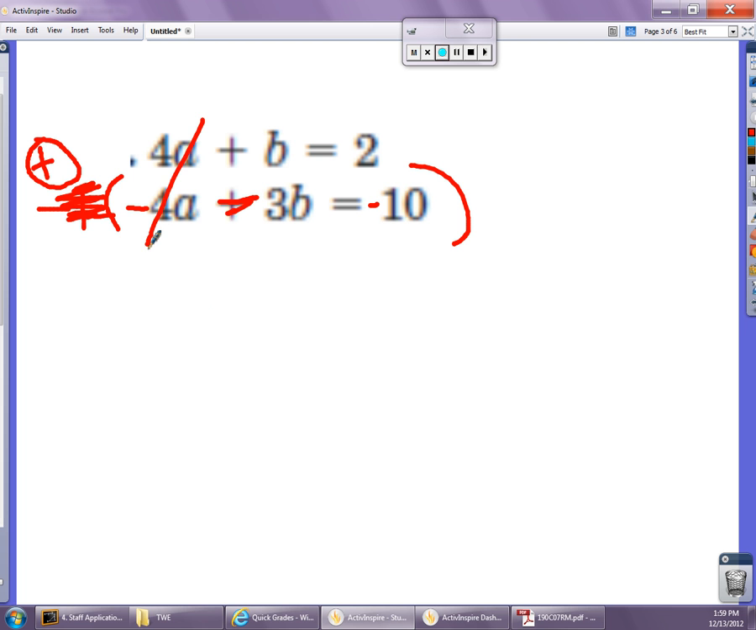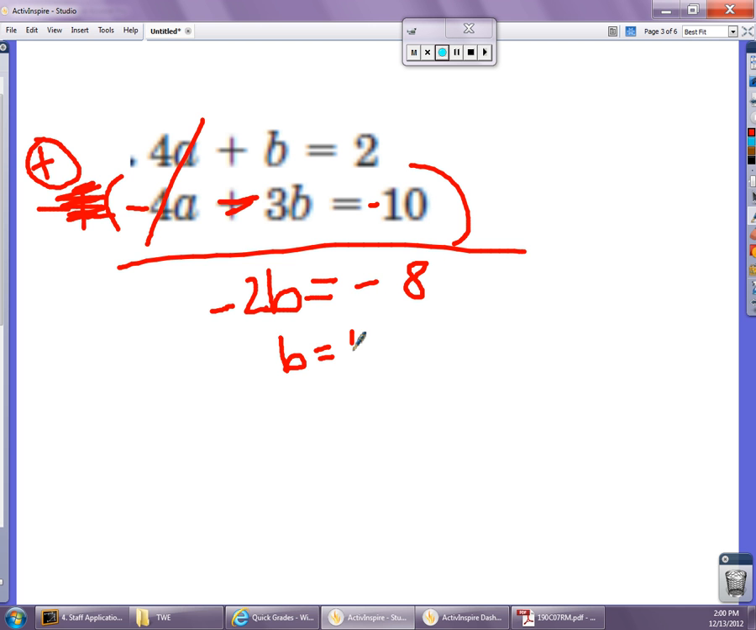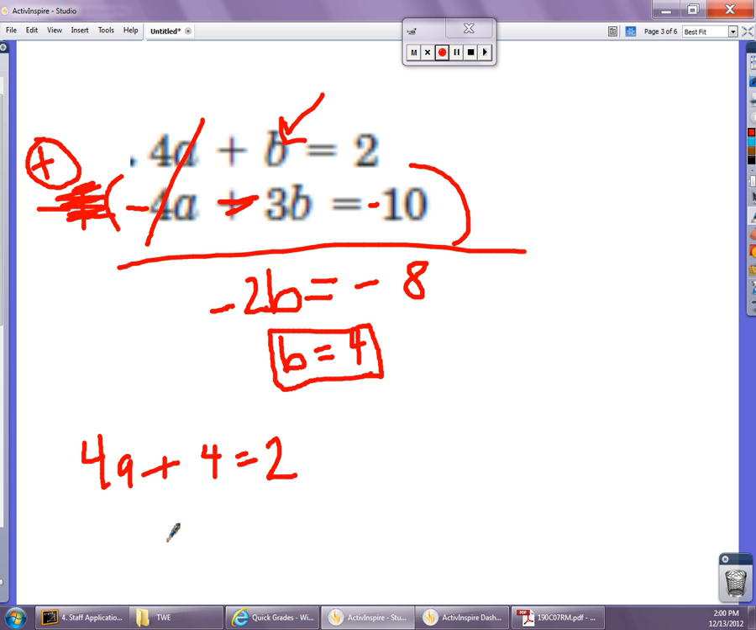When you add them, the a's are going to eliminate. Positive b plus a negative 3b is negative 2b. 2 plus a negative 10 is negative 8. I'm going to solve for b by dividing by negative 2, and you get an answer of 4. Then I'm going to plug it back into the equation. So you get 4a plus 4 equals 2. I could have plugged into the bottom equation. Subtract 4 on both sides, you get 4a equals negative 2. Divide both sides by 4, and you get negative 2 divided by 4, which simplifies to negative 1/2.